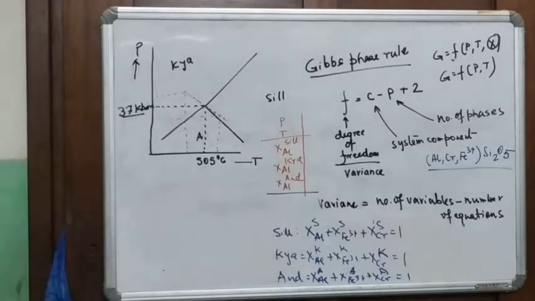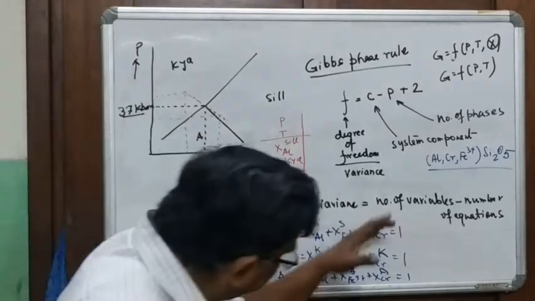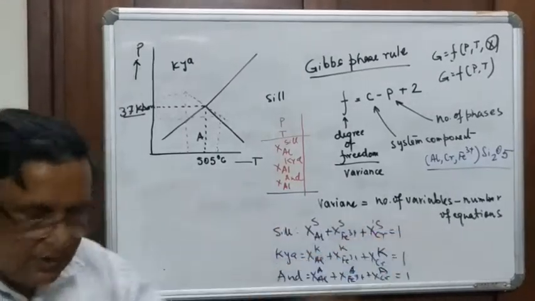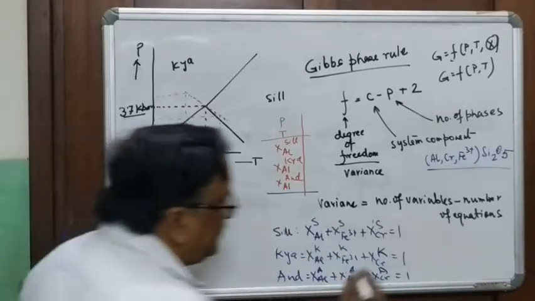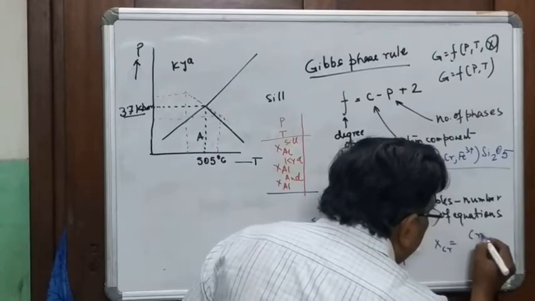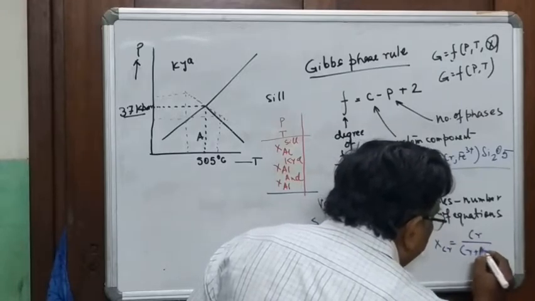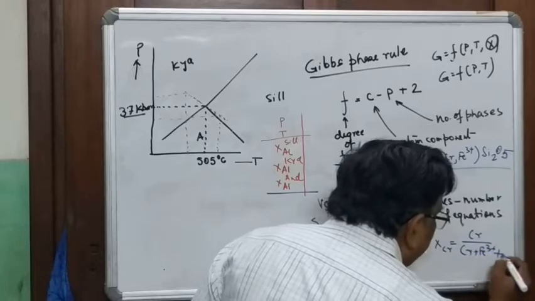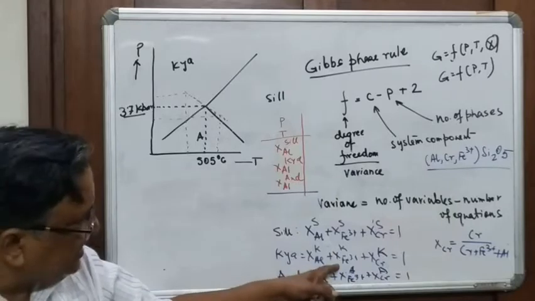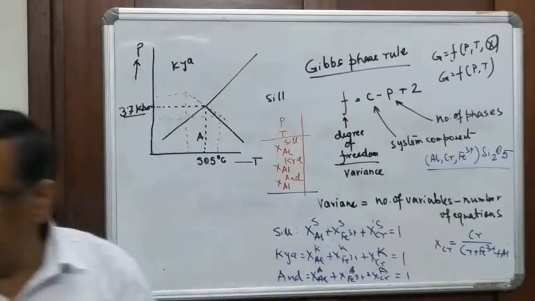Now you see, I have written this. I hope you have understood it. I will just write one of them. So X chromium will be what? Chromium divided by chromium plus Fe3 plus Al3 plus. Similarly, for X Fe3 plus, X chromium plus.